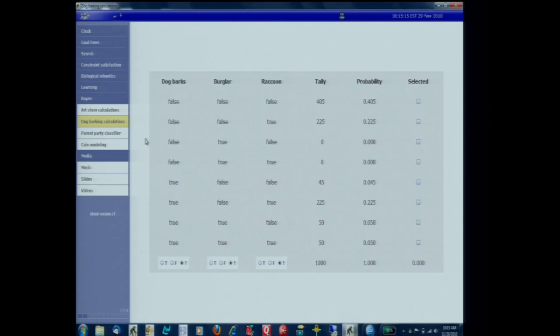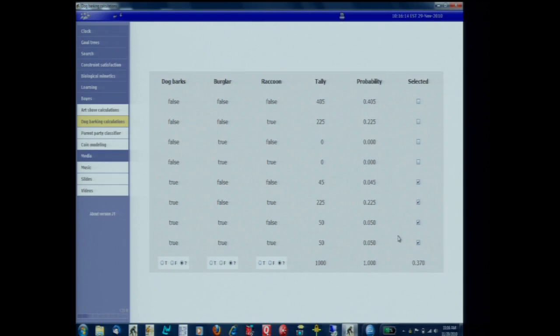Now, just for fun, I'm going to switch to another situation, very similar. The situation here is that a neighbor's dog often barks. It might be because of a burglar. It might be because of a raccoon. Sometimes it's a burglar and a raccoon. Sometimes the damn dog just barks. So let's do some calculations there and calculate the probability that a raccoon is true, similar to what we did last time. It looks like on any given night, it's a kind of wooded area, there's a high probability of a raccoon showing up.